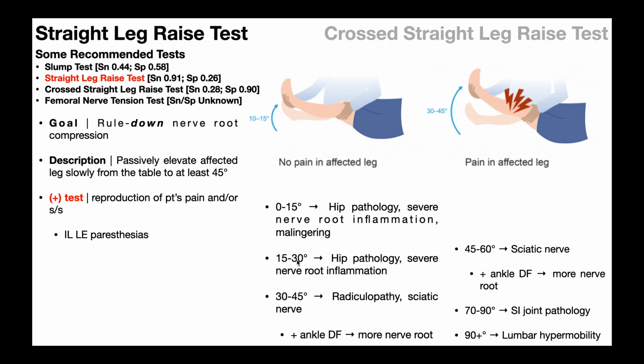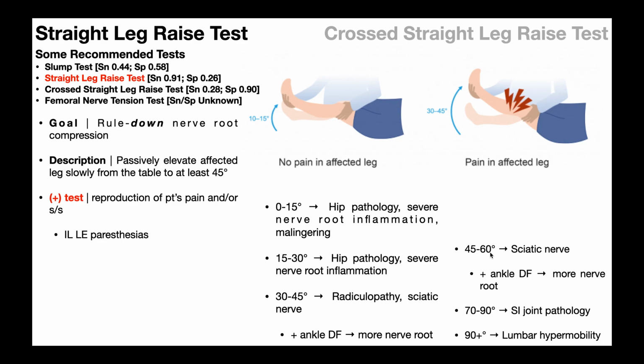Then between 15 and 30 degrees, it could also still mean a hip pathology, and you could also have severe nerve root inflammation as well. Now, between 30 and 45 degrees, this is really where you see those lower extremity paresthesias. Okay? And those paresthesias can come from one of two sources, either a true radiculopathy, which is where the nerve roots are being compressed, or you can have a sciatic nerve that's being compressed. A lot of times the sciatic nerve can be compressed by a tight piriformis muscle. It's not the only thing that can cause it. When the piriformis muscle is tight, it actually compresses the sciatic nerve that emerges beneath it. Okay? And so we'll talk about how to differentiate those two things in just a minute.